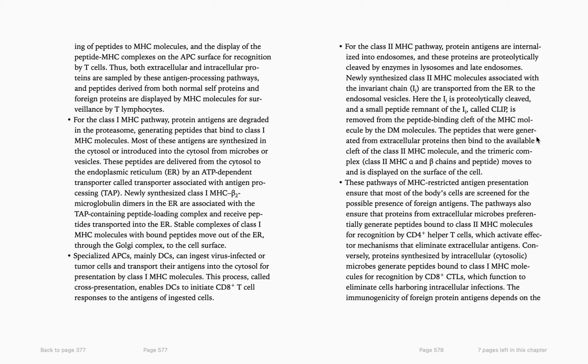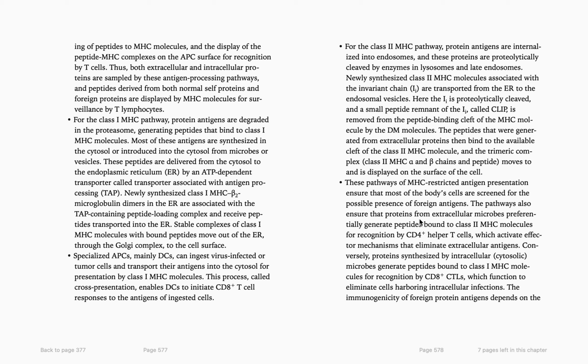The peptides that were generated from extracellular proteins then bind to the available cleft on the class 2 molecules, and the trimeric complex of class 2 MHC alpha and beta chains and peptide moves to and is displayed on the surface of the cell. The pathway of MHC-restricted antigen presentation ensures that most of the body cells are screened for possible presence of foreign antigen.